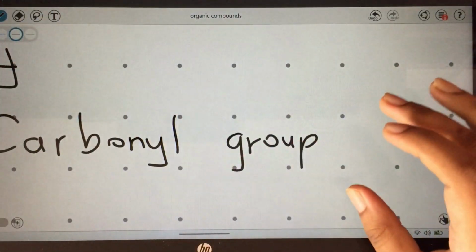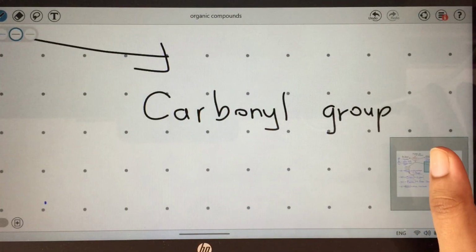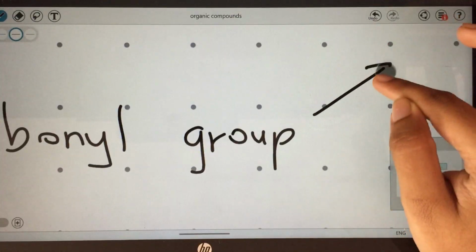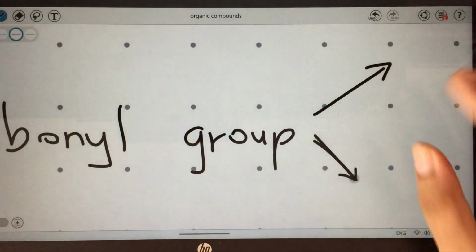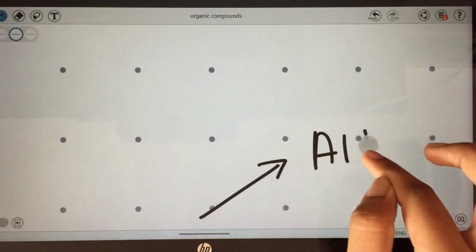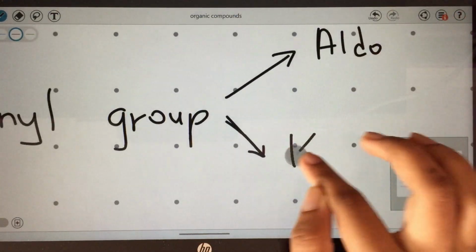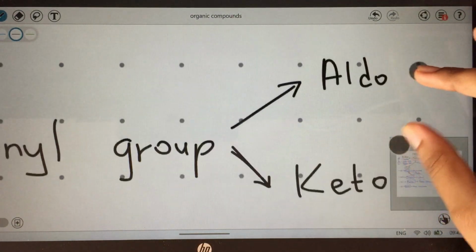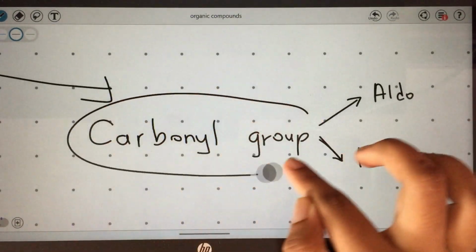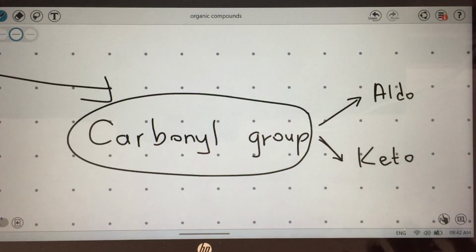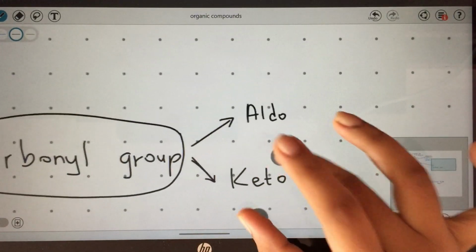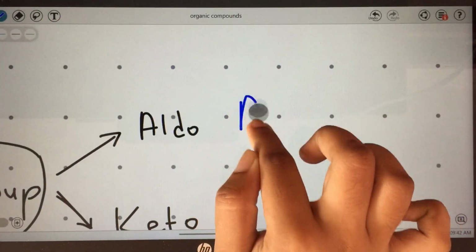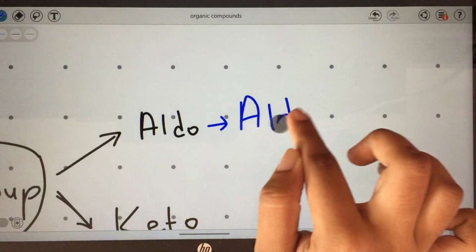So now some monosaccharides are going to have this carbonyl group. Okay, now there are 2 types of carbonyl group. We have aldo and keto group. Okay, aldo group, keto group. Now don't think it's very complex just because you have 2 different new names coming in. Okay, just remember there's something called carbonyl group, called aldo group and keto group. Now if the monosaccharide has aldo group, you call it as what? Aldose.